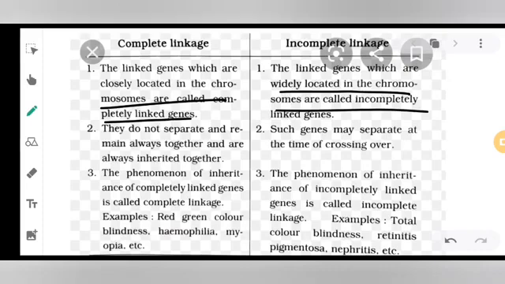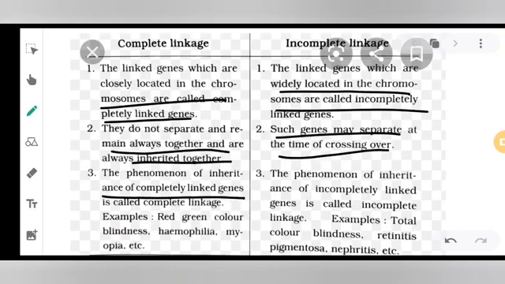Now we will see a comparison between complete and incomplete linkage. The linked genes which are inherited together completely are termed as complete linkage, and the genes which cannot be inherited completely are termed as incomplete linkage or incompletely linked genes. In complete linkage, the genes cannot separate and remain always together and are inherited together. But in case of incomplete linkage, they can be separated at the time of crossing over.